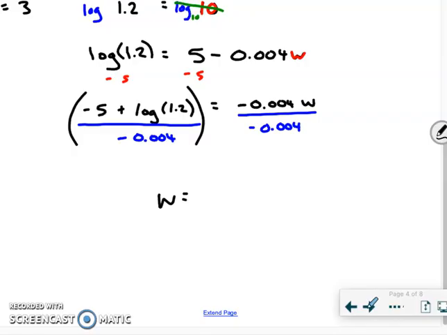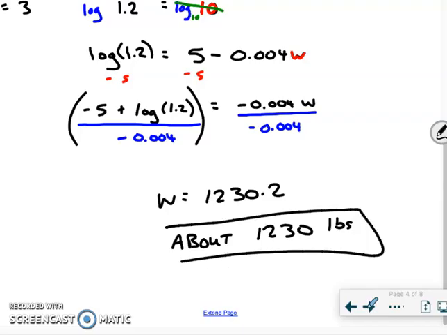what I end up with here, 1230.2. So we would say that the average weight of the bison would be 1,230 pounds. Sorry, it's calculating as I go here. So about 1230 would be the overall weight.